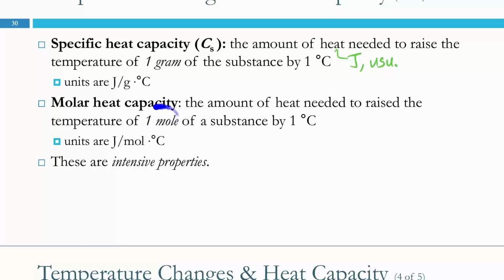We can also do a molar heat capacity. So this is per 1 mole of a substance instead of per 1 gram of a substance. We typically are not going to use molar heat capacity. Specific heat capacity is what we're going to use most of the time.